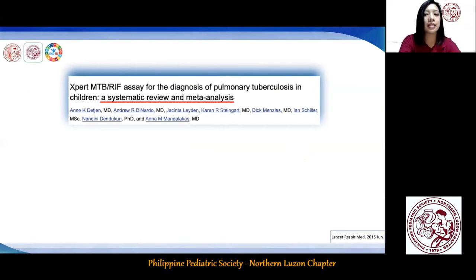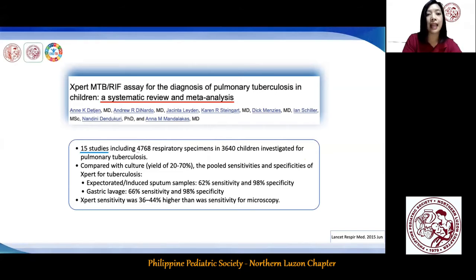So there's actually a study that was done in 2015 by Dizon et al. It's a meta-analysis of 15 studies, including almost 5,000 respiratory specimens that compared Gene Expert with your culture. We know that your TB culture is the gold standard, but the yield is still only about 20 to 70%. Okay, so compared with your culture, the expectorated or induced specimen samples and gastric lavage gives you a sensitivity of 62% and 66% respectively with regards to your TB Gene Expert test. Okay, and you can see here that the sensitivity of Gene Expert was 36 to 44% higher than the sensitivity of your microscopy. So it's still a lot better than your acid-fast stain.